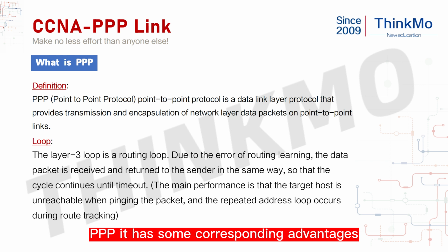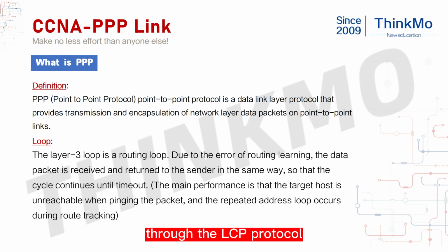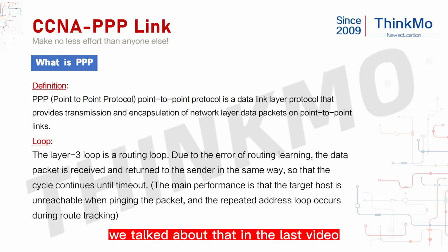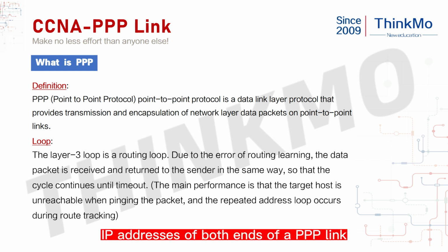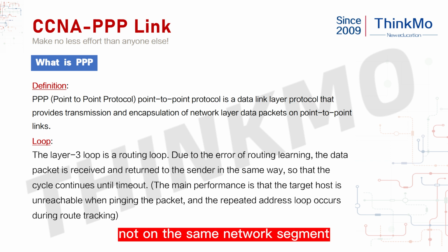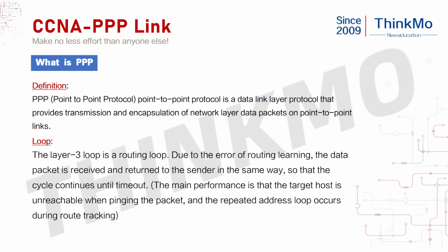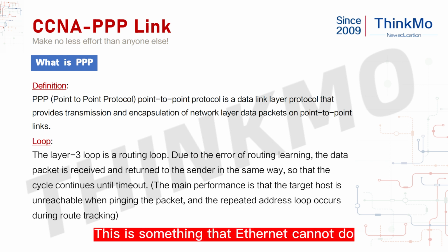PPP has some corresponding advantages. Through the LCP protocol, parameters of the link layer are negotiated. The NCP is used to negotiate IP addresses, which we talked about in the last video. The IP addresses of both ends of a PPP link, even if not on the same network segment, can still communicate. It also supports authentication. This is something that Ethernet cannot do. Now let's get down to business.